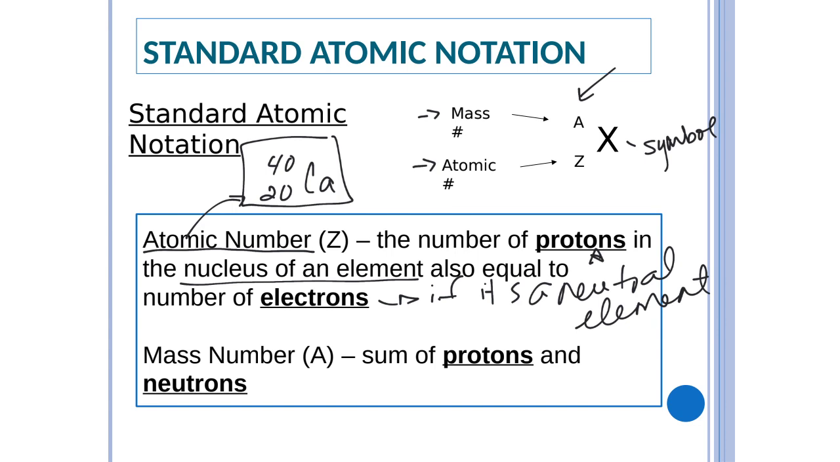The mass number, which is the upper value, is the mass that is held in the nucleus of the atom. We learned this from Rutherford's experiment, that all the mass is held in the nucleus. The mass number equals the mass of the protons and the neutrons, so they are added up together.